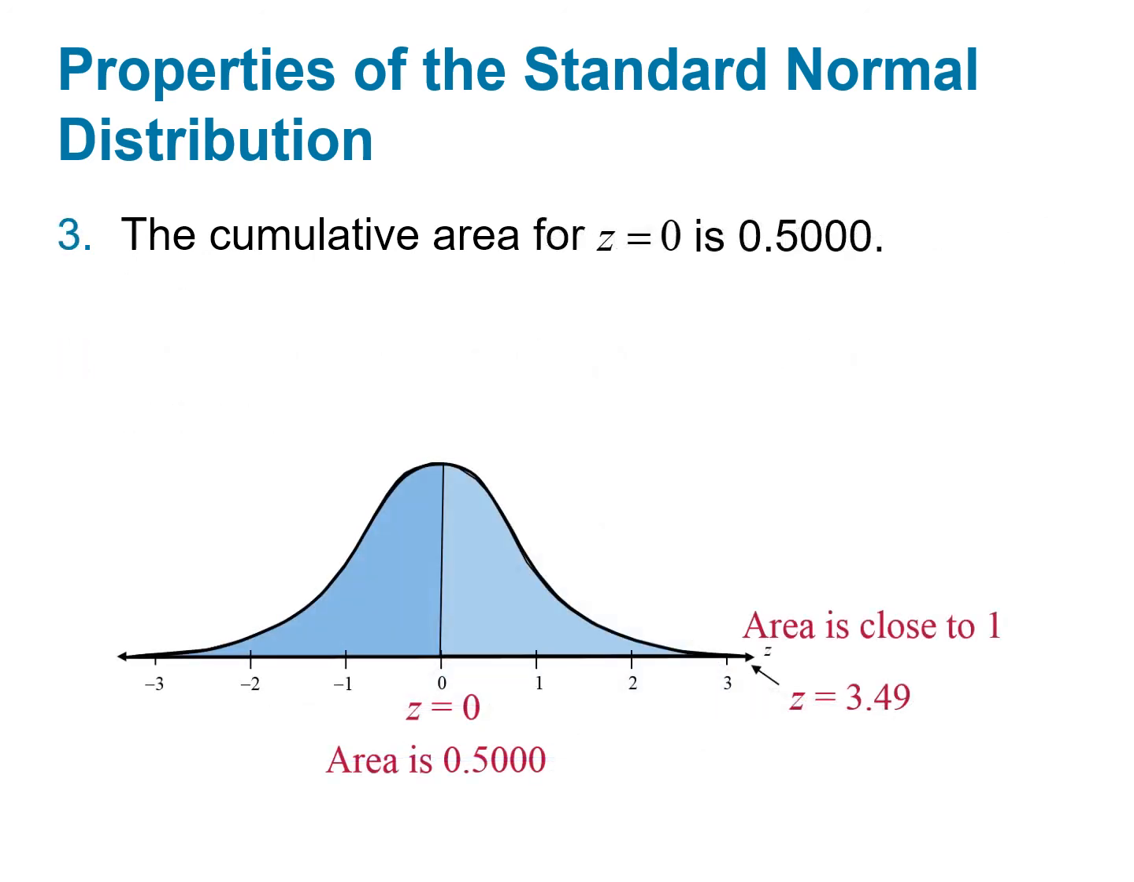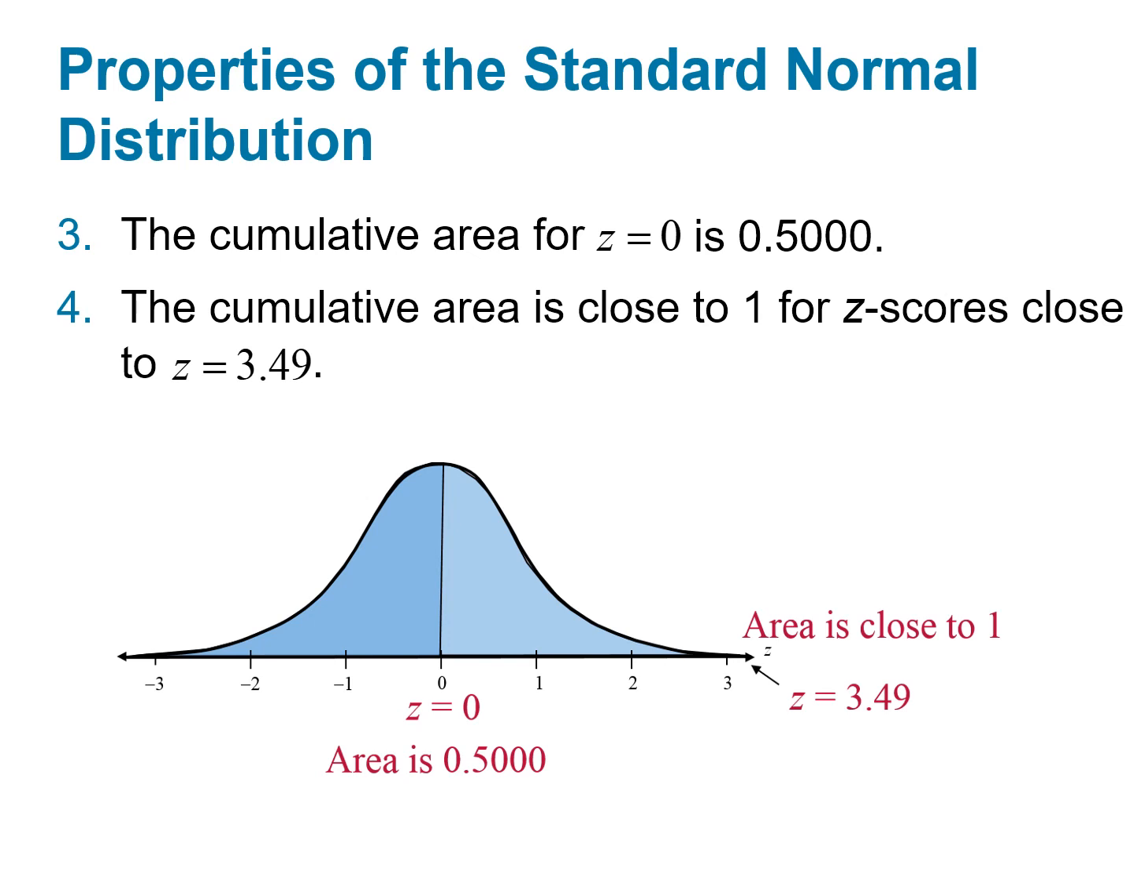Now, if we look at z equals 0, which is our mean right in the middle, the cumulative area there, which would mean the area to the left of 0, would be 0.5. That would be 50% of the data. Now, if we get close to 3.49, that's going to be almost 100% of the data to the left of that.